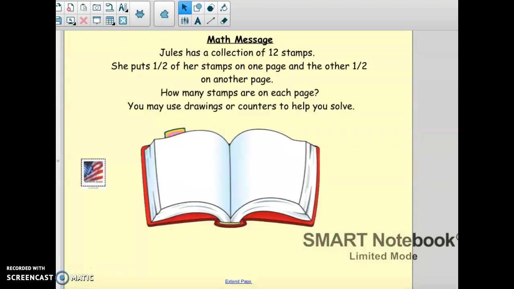First, let's start with our math message. Jules has a collection of 12 stamps. She puts half of her stamps on one page and half on another page. How many stamps are on each page? You may use drawings or your counters to help you solve. Pause the video to give yourself time.